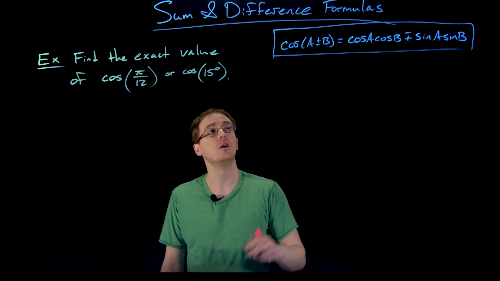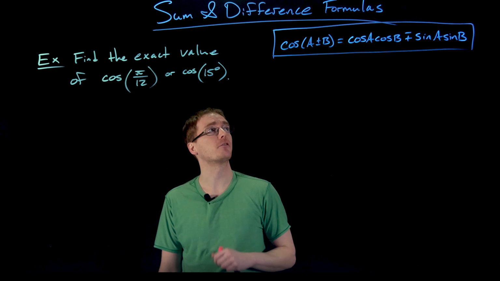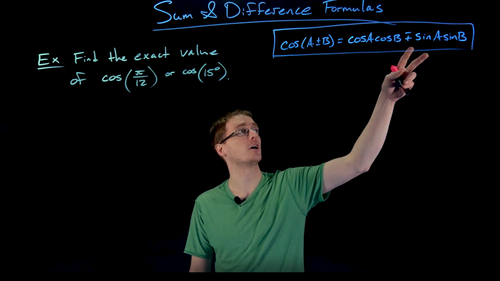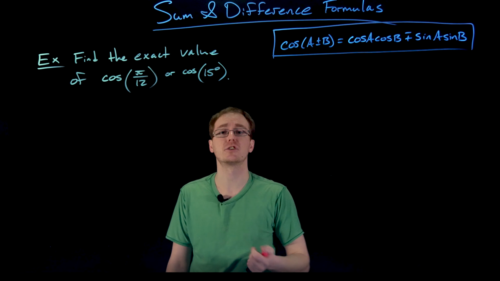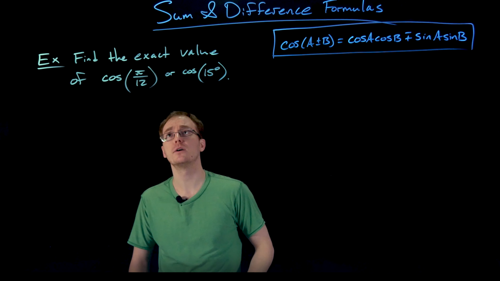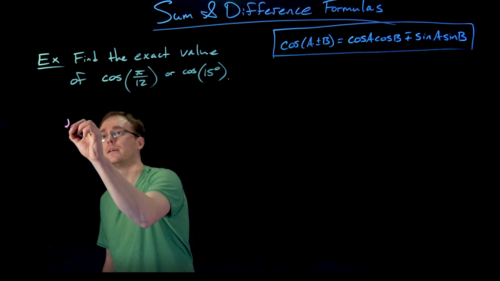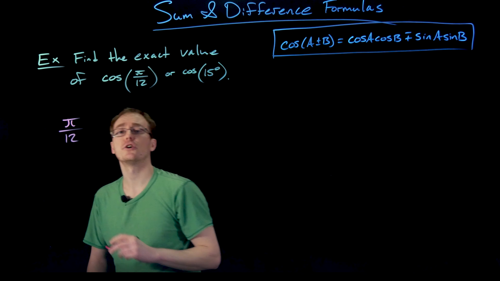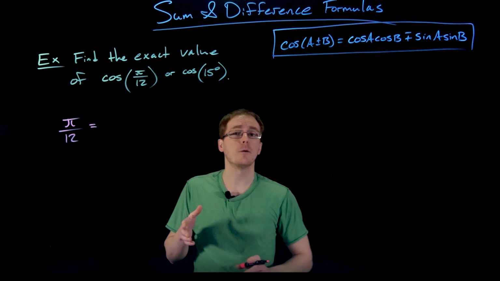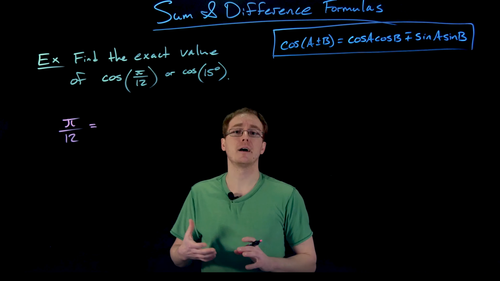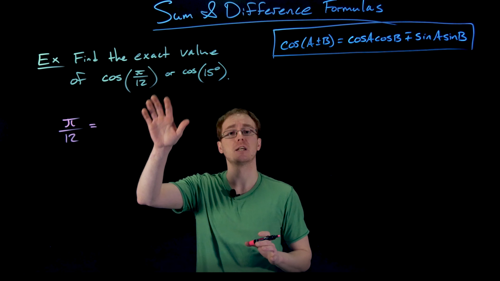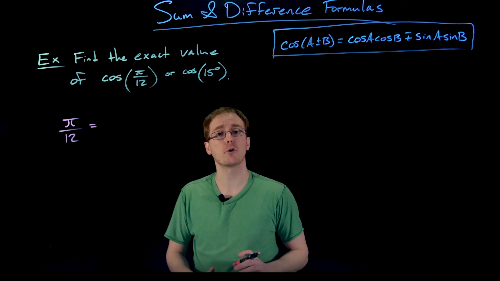And once we can do that, we can use our sum and difference formula for cosine to write it in terms of sine and cosine of some known angles. The first step, though, is expressing pi over 12 in terms of some known angles. That's a common theme for some of these problems when we're trying to find the exact value of a trig function at a new angle using a sum and difference formula.